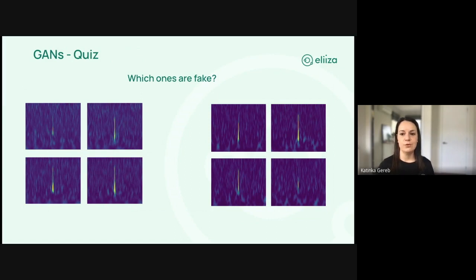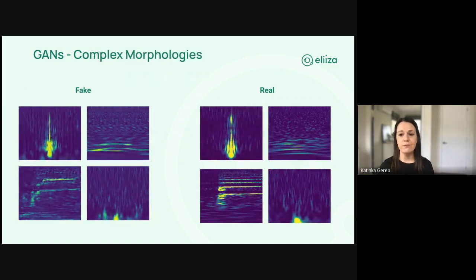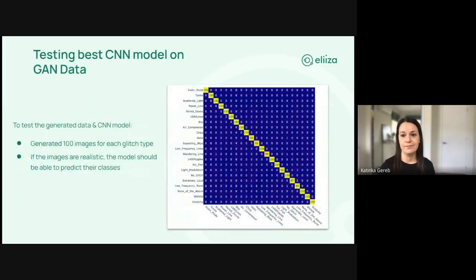So let's reveal the truth. Well, the images on the left are fake. So if that's the one you chose, then you are correct. Congratulations. But I think we can all agree that the results are looking pretty good and realistic. And we actually created similar images for all 22 glitch types. And we have a few more examples here for more complex morphologies. So these categories are called koi fish, scattered light, wandering line, and low frequency bursts. And even these more complex morphologies can be reproduced by GANs, and this is really exciting.